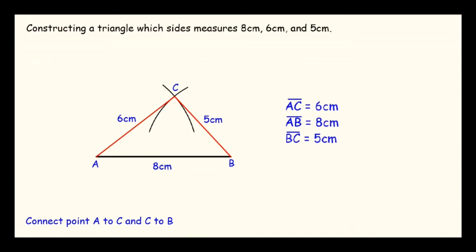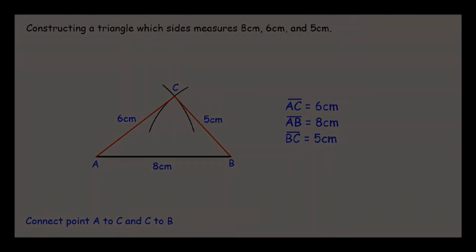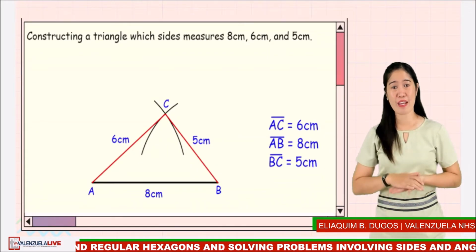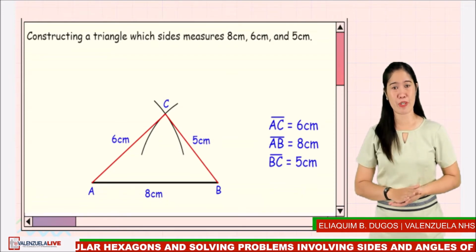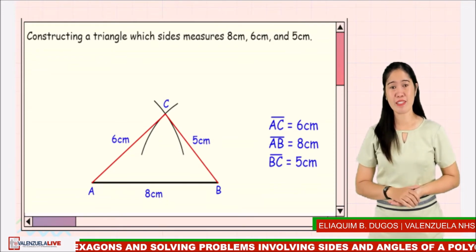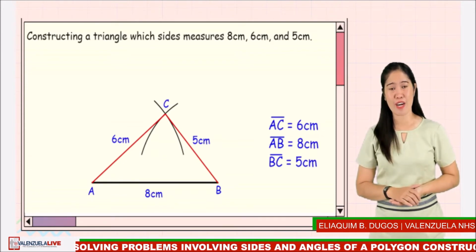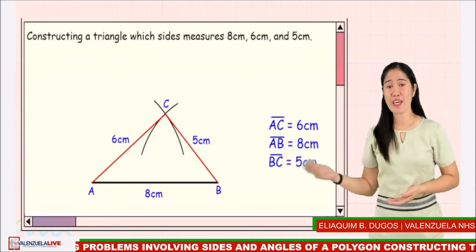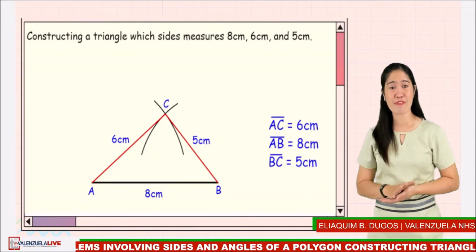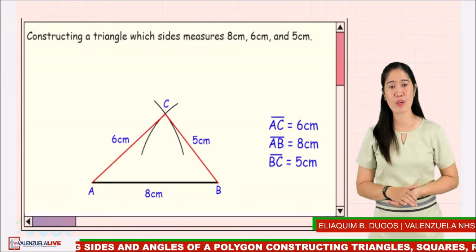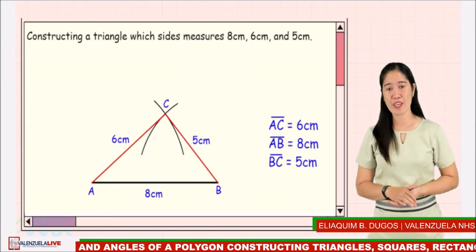Segment AC is equal to 6 cm, segment AB is equal to 8 cm, while segment BC is equal to 5 cm. This is our triangle ABC with segment AC equal to 6 cm, segment AB equal to 8 cm, and segment BC equal to 5 cm. As you can see, our triangle has different measures. Since the three sides are not equal, we call it a scalene triangle.